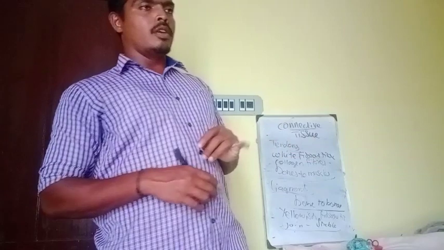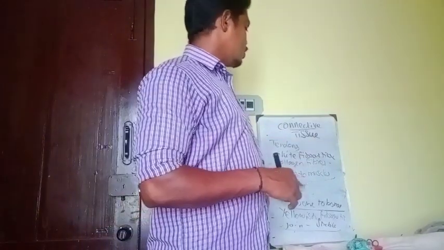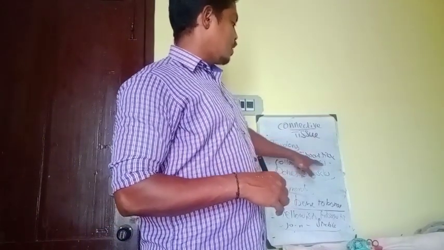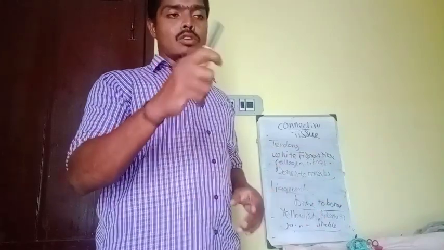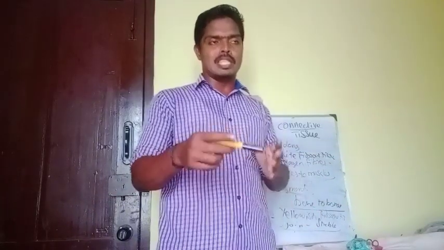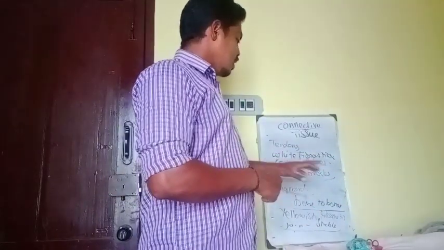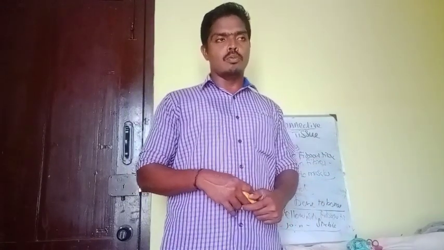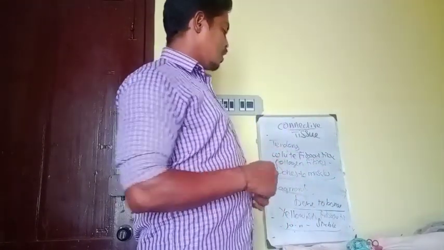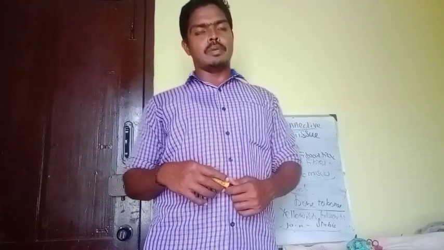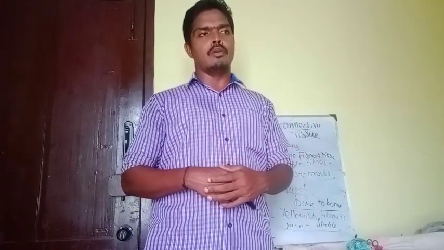Tendons are formed of white fibrous tissue, collagen fibers and matrix. Tendons connect bone to muscle and are present in the joints. Ligaments are used to connect bone to bone, and they are formed of yellowish fibrous tissue and are present in the joints to give stable movement.